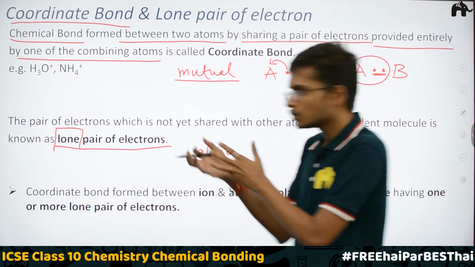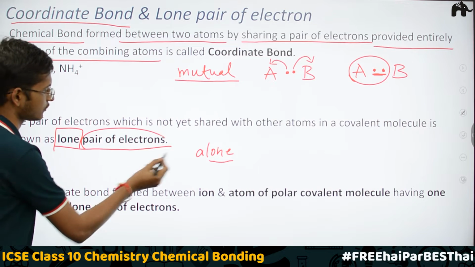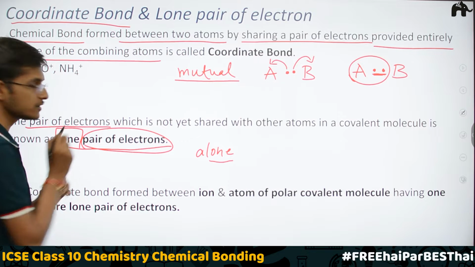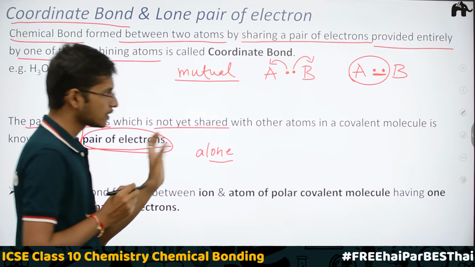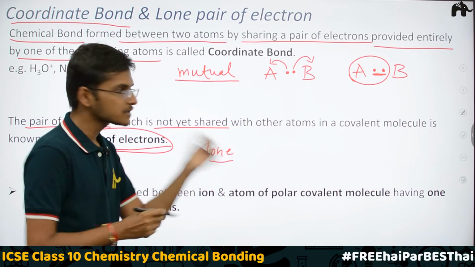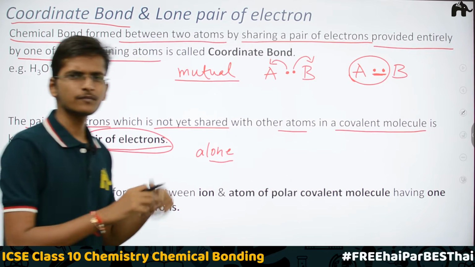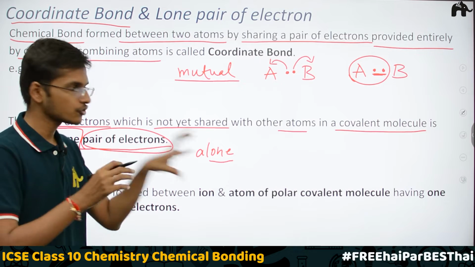So what actually is a lone pair of electrons? It's a pair of electrons. From its name only we can guess it. A pair of electrons which is not yet shared with other atoms in a covalent molecule. Now I think this might be going over your head. Let's take an example so that we could understand.